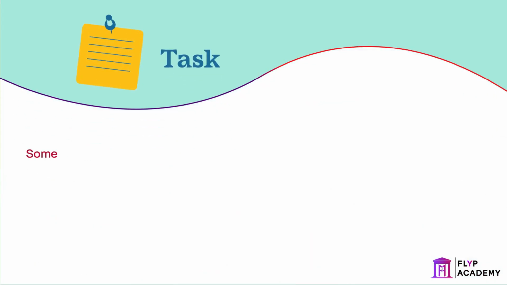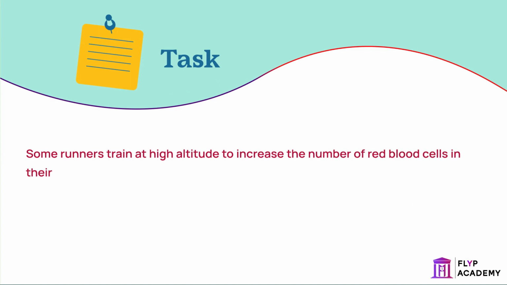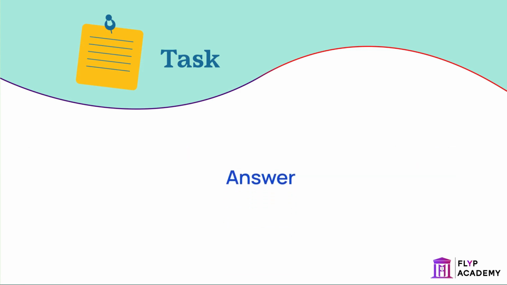Task: some runners train at high altitude to increase the number of red blood cells in their blood. Why could this be an advantage? Red blood cells carry oxygen around the body.